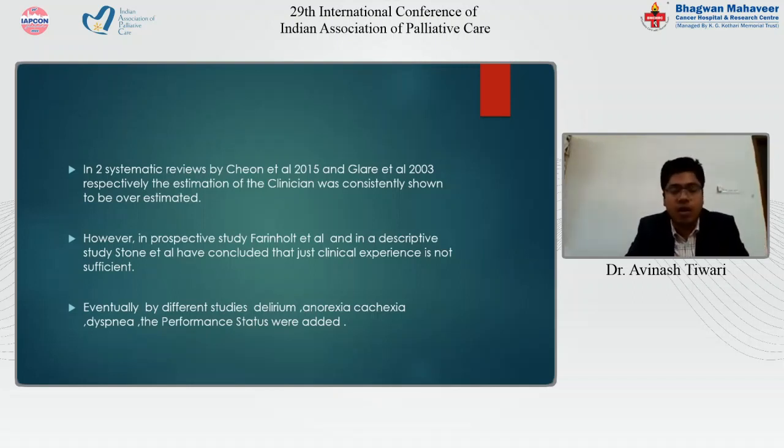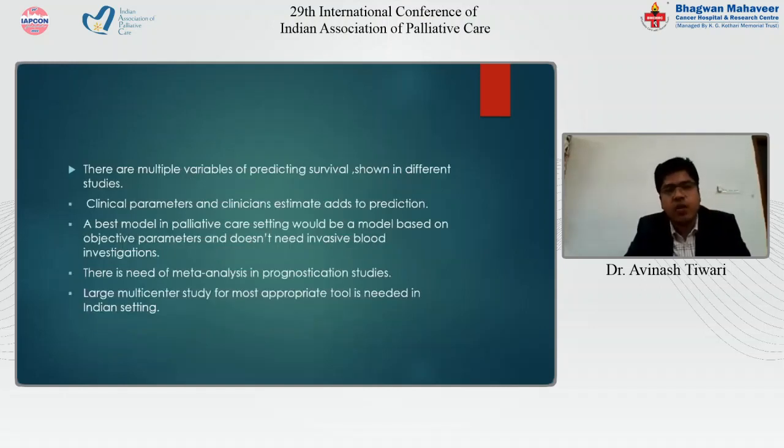So there we actually found some need of evaluating a tool which will be based on objective parameters. Eventually, during its development, different kinds of signs, symptoms and laboratory parameters were taken for evaluating the prognostic tools, and each parameter was a prognostic indicator, like delirium, anorexia, cachexia, dyspnea, in some studies CRP levels, sodium levels, WBC counts. So there are multiple predictor variables of survival shown in different studies, and different parameters have been taken, but the best model will be the one using objective parameters, not subjective parameters. So definitely there is a need for meta-analysis and large multi-center trials.